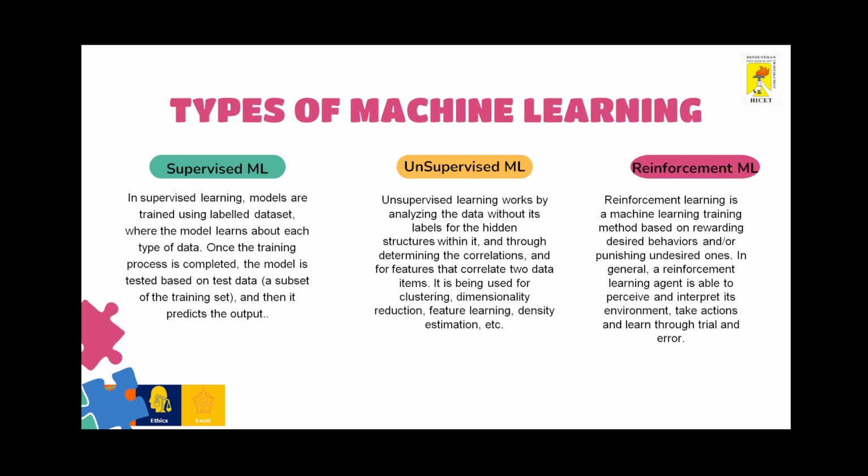Reinforcement learning is based on the principle of the trial and error method. In general, reinforcement learning comprises an agent who works on the environment and is able to perceive and interpret the environment, and depending upon the environment's progress, the actions are further taken.